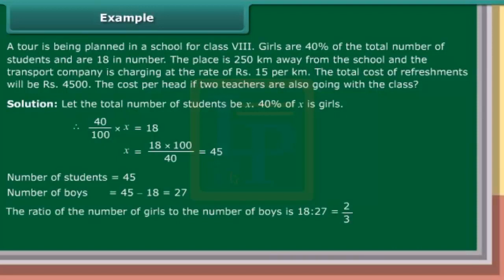The ratio of the number of girls to the number of boys is 18:27, which is equal to 2 upon 3. 2 upon 3 is written as 2:3 and read as 2 is to 3.